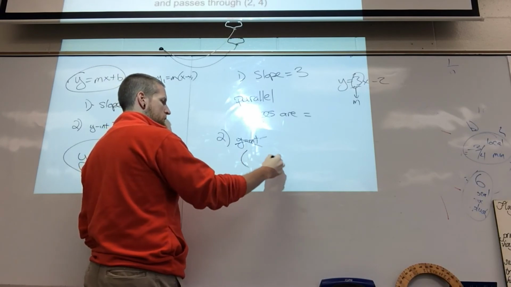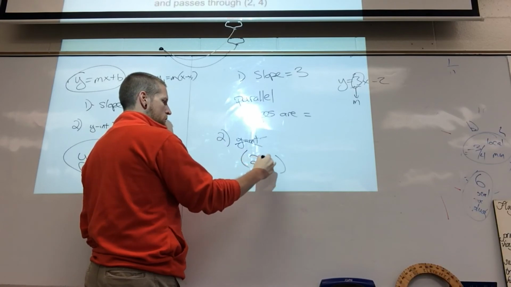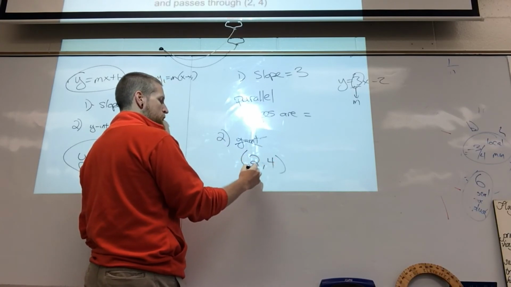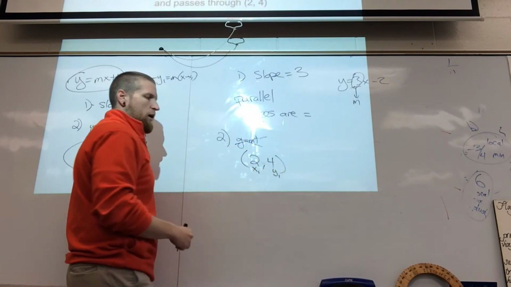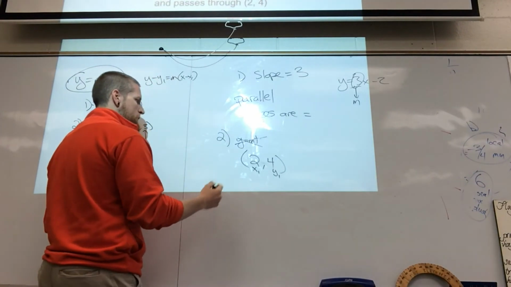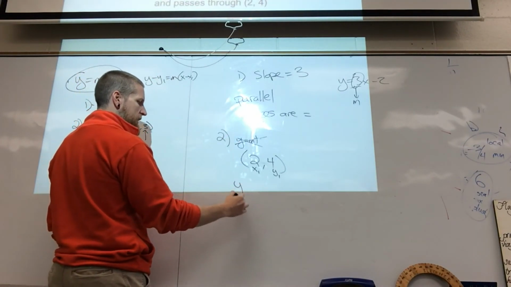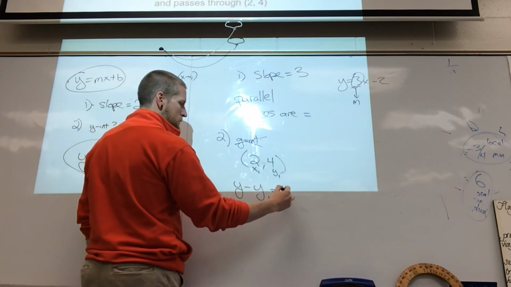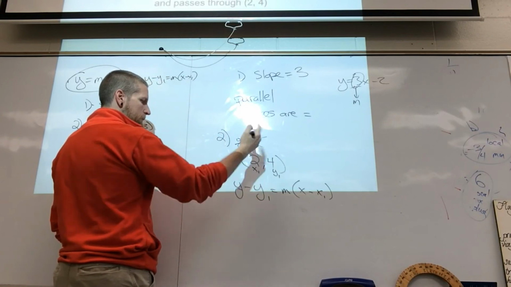Do they give me a point that's on it? What is it? 2, 4? Okay. So if I match it up to point slope form, that acts as x1, that acts as y1. Okay? So I'm done with that. I got those first two. So now I'm just taking this and plugging it into what point slope was.